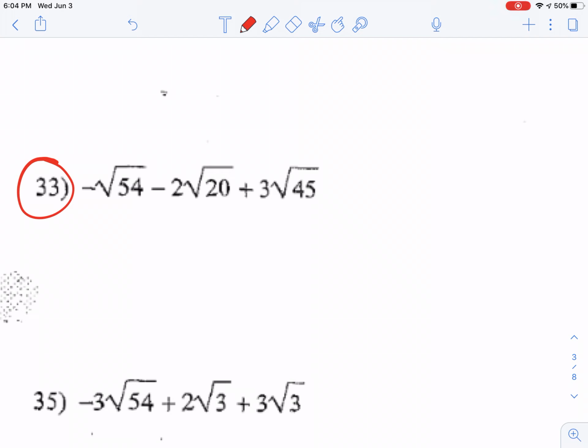All the square roots appear to be different. However, we have to break them down and simplify them. Okay? And then they may become like terms. So 54 is 9 times 6. Square root of 9 times square root of 6 is going to be 3 root 6. But we have this minus sign in front. Don't forget that minus sign in front, okay? So it's negative 3 root 6.